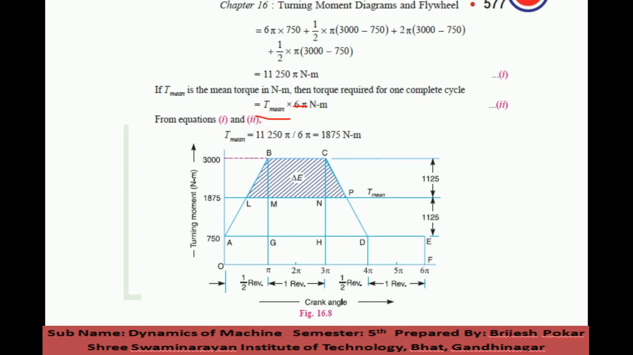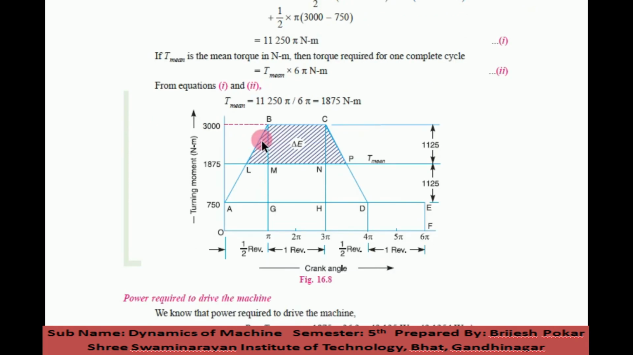Okay, so this is for the torque required for one cycle. So we can find out the T mean. And what is T mean? T mean is equal to 1875.